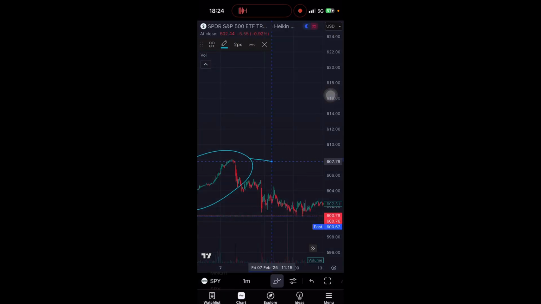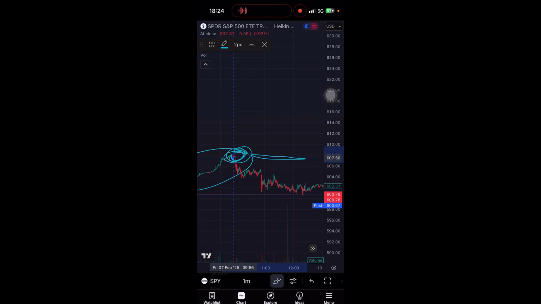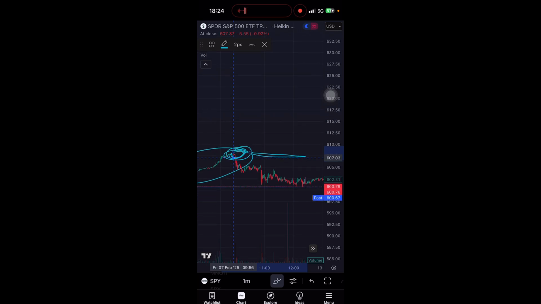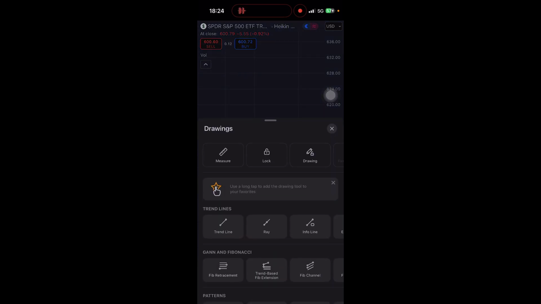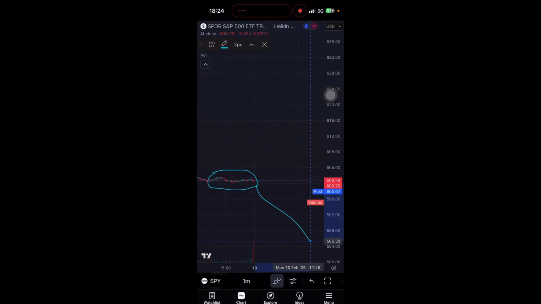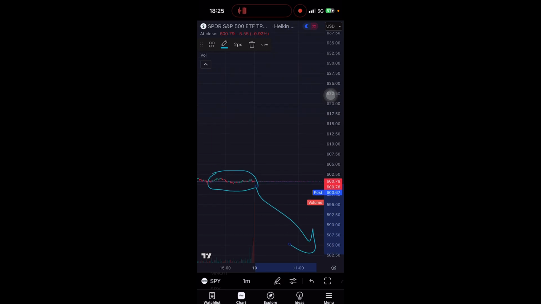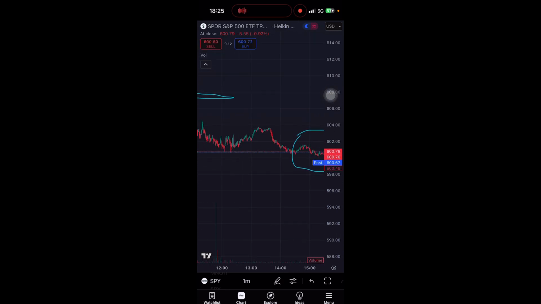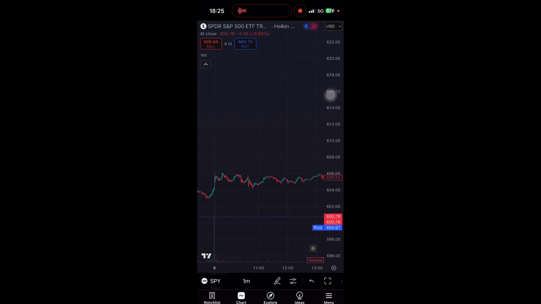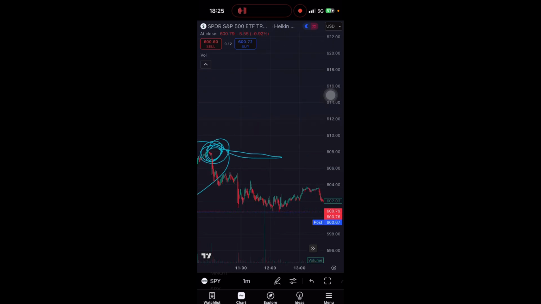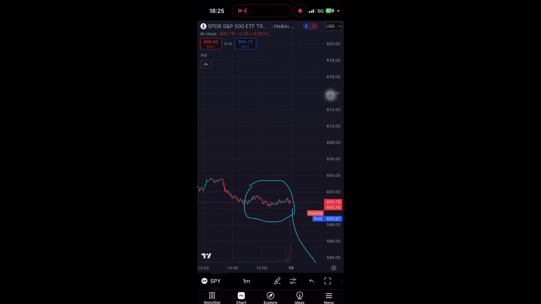In my opinion, I would buy more of the stock, whether it's fractional shares or, if you've got the money for it, full shares. Why? Because price is either going to retrace, meaning it's going to head back to the 608 range over here, or we can see a pullback some more where price will go down to this area, right? So 585 area.